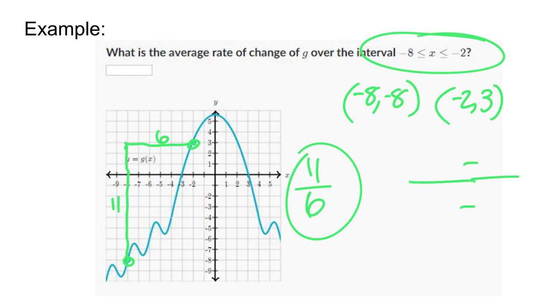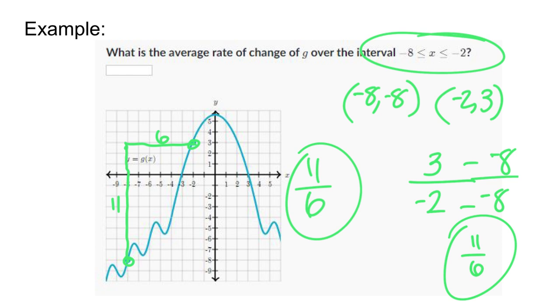But again, if you prefer slope formula, you can do that too. Subtraction, subtraction. Put your y's on top. 3 minus -8. X is on the bottom. -2 minus -8. And we're going to get exactly the same thing. 11 over 6. So either way you want to do that, it does not matter to me. But know how to do both because different situations will call for different things for you to do.